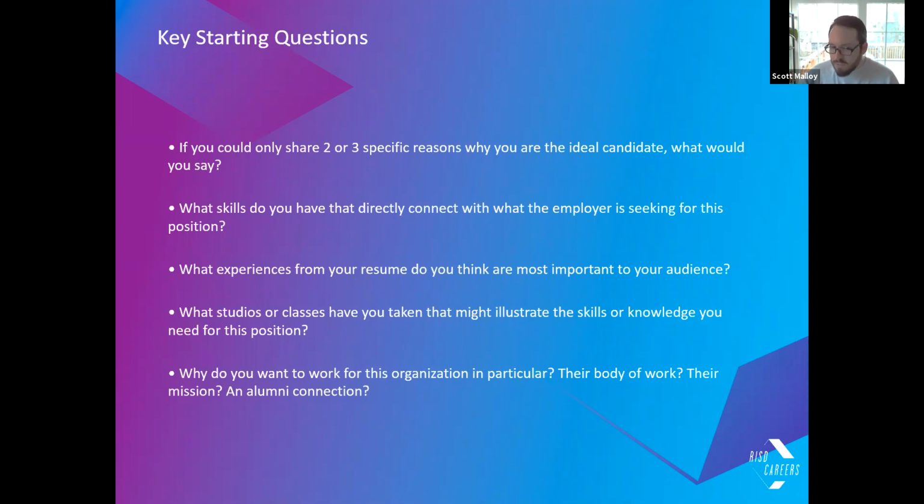And then this last one. All the questions prior to this on this page have been about you. What do you bring? That's an important part. But this last one is thinking more about them. Why do you want to work for this organization in particular? What about this place? Why do you want to be a part of this team? Is it their body of work, their portfolio, in other words? Is it their mission or their values? Is there an alumni connection? Maybe it's an alumni-owned studio. Maybe it's an artist or designer who's a RISD alum, and that's partly why you want to be there. There's no right answer to this. There are all potential ways you could think about it, or ways you could explain why you want to be a part of their organization.